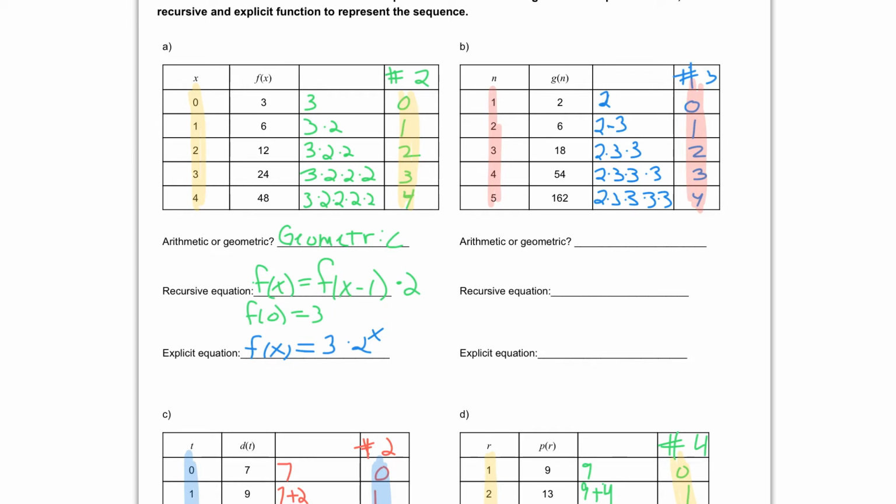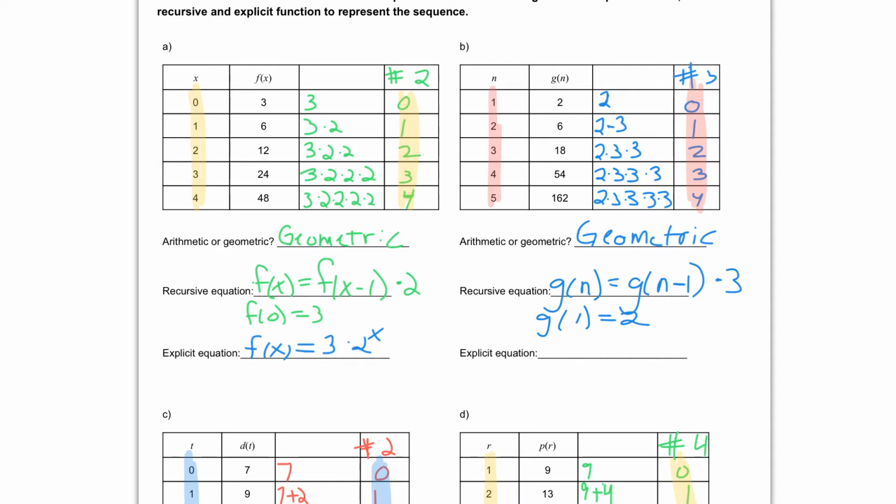Then we can move on to question letter B. First thing you should notice is that you are multiplying by 3 each time. That multiplication by 3 each time tells us that we do have a geometric sequence. So if I do my recursive formula, this time I have g of n and n. So my recursive equation is going to be g of n is equal to g of n minus 1. And then I'm multiplying that by 3. And then for my recursive, I also need to list that first term. g of 1 is equal to 2.